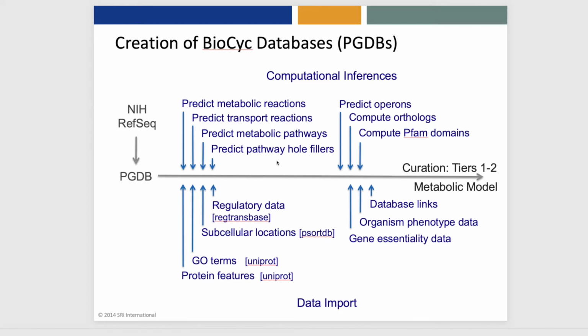We also create database links to a variety of external databases, and we include organism phenotype data and gene essentiality data. All BioCyc databases contain these computational inferences and contain some imported data depending on which data are available for a given genome. That gives us a basic Tier 3 database, as we call it. Then, for selected databases, we'll apply curation to yield either a Tier 1 highly curated database or a Tier 2 moderately curated database.